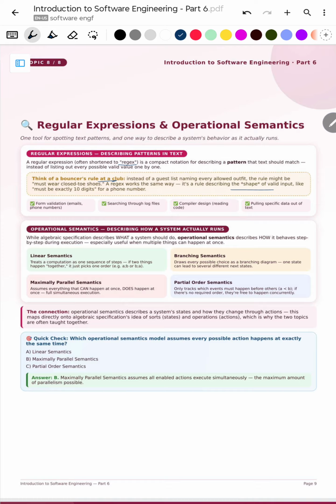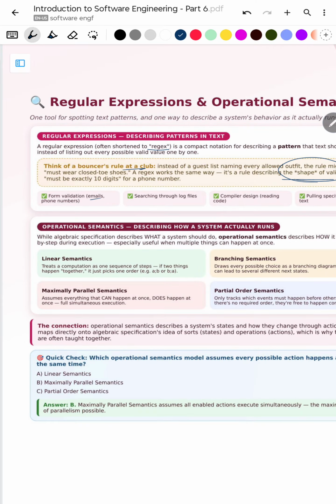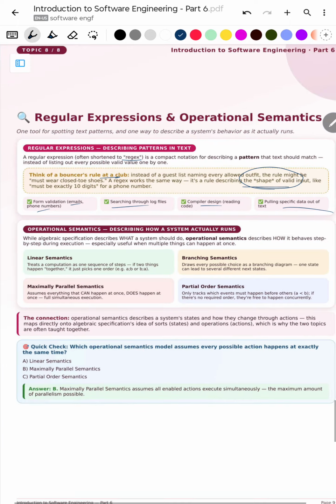Now there are many kinds of closed-toe shoes, so it's not going to list all of them. It's instead going to say what kind of input it wants. It's not going to say what it doesn't want. It's just describing the shape of a valid input. That's it. Uses include form validation, email, phone number, searching through log files, compiler design, and pulling specific data out of text.